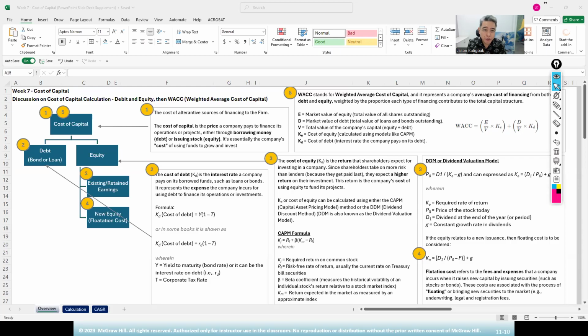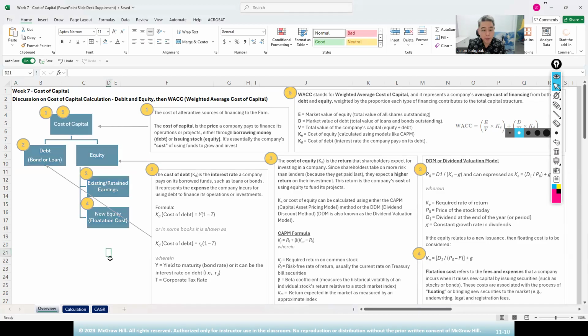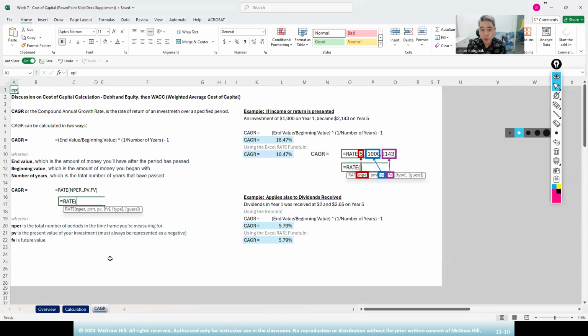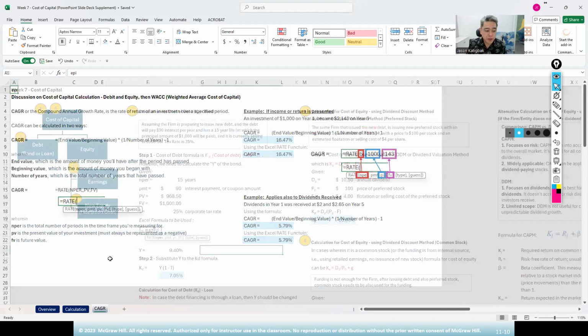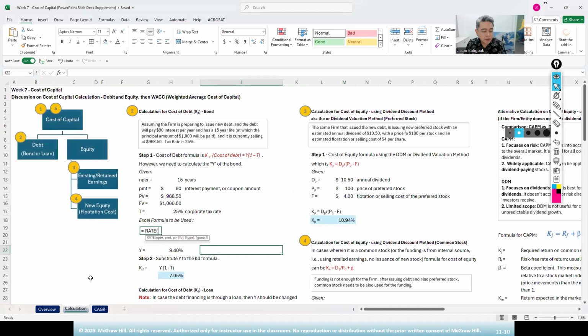We're still on the overview tab, and I'm going to go to the calculation tab now. If you want to go to each tab in Excel, you press Control and Page Down, which I need to enable first. Sorry, Control Page Down. Then if you want to go to the very top, Control Page Up. That's your navigation, right?